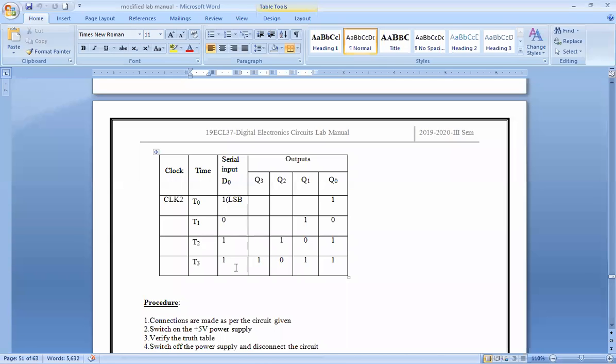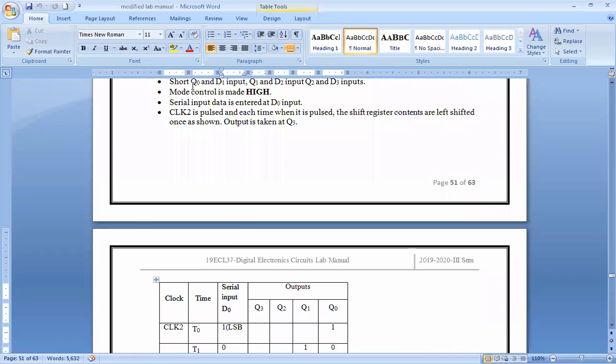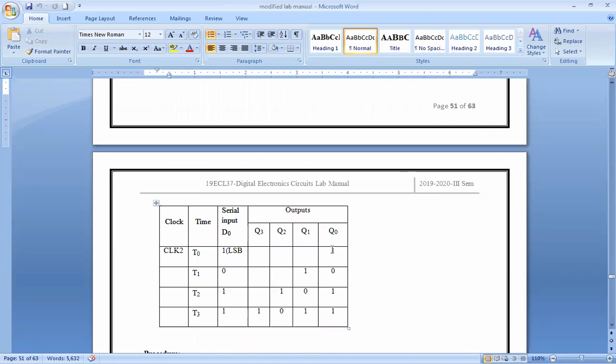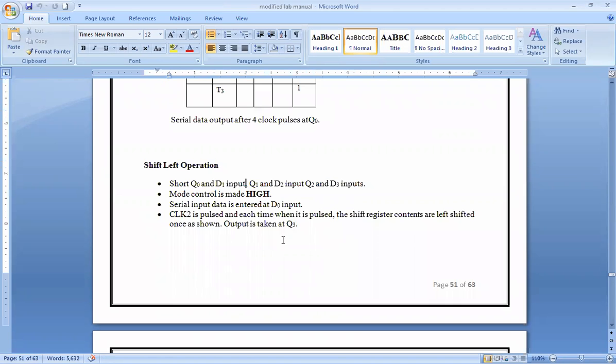Okay, right. So in this mode, what I'm going to do, I am going to short Q0 and D1 input. So Q0 and D1 will be shorted, then Q1 and D2 input, Q2 and D3 inputs will be shorted. And in this mode, I'm going to make M high and serial in data is given through D0. So why is this that I am actually shorting this? So that I shift the bits one after the other.